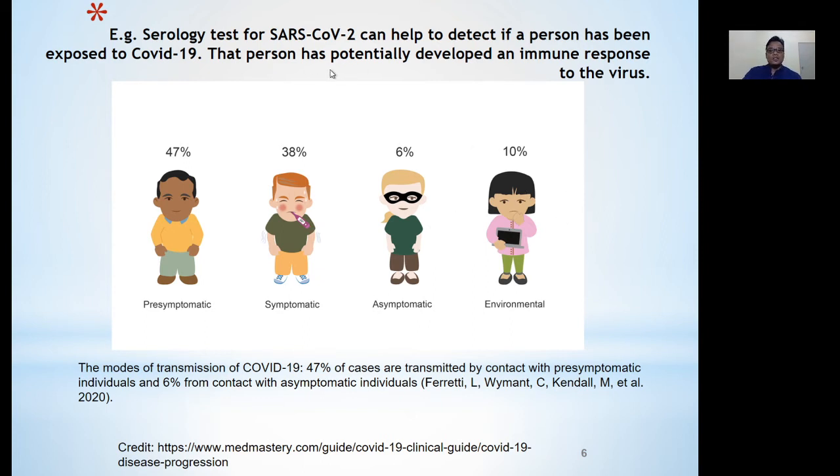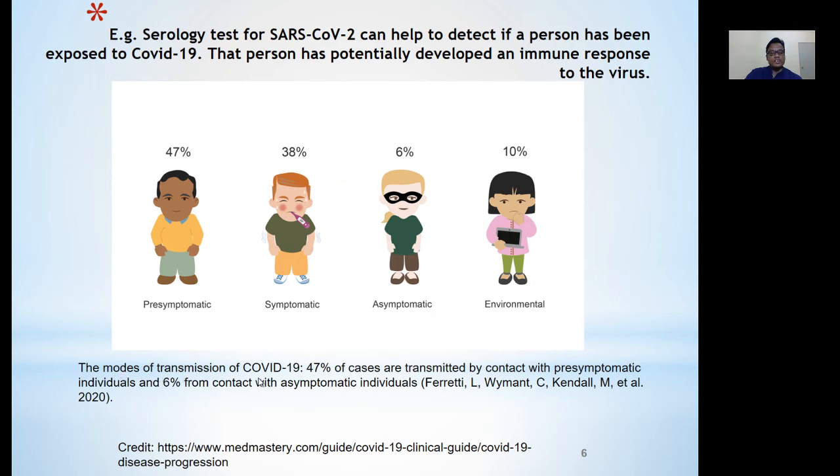That person, even though they are not developing any symptom, will develop an immune response to the virus. So they will have the antibodies against COVID-19. So we can use the serology test to detect whether these particular people have been exposed to COVID-19.